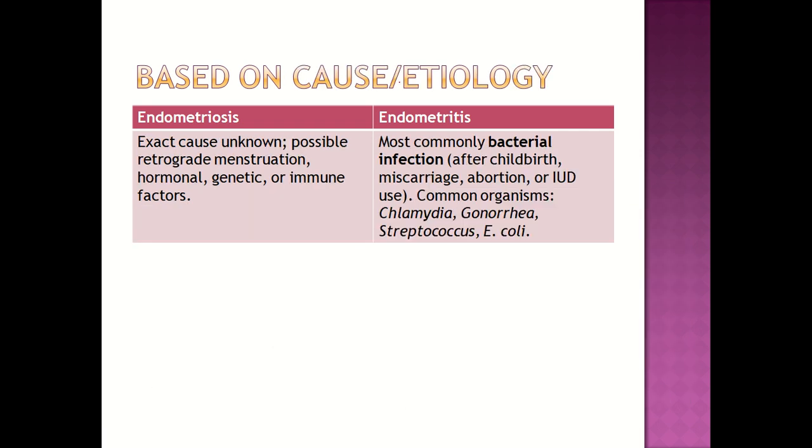So based on cause or etiology, endometriosis, the exact cause is unknown. It could be possible because of retrograde menstruation, hormonal, genetic, or immune factors. While endometritis is most commonly bacterial infection after birth, miscarriage, abortion, or intrauterine device use. Common organisms involved are chlamydia, gonorrhea, streptococcus, and E.